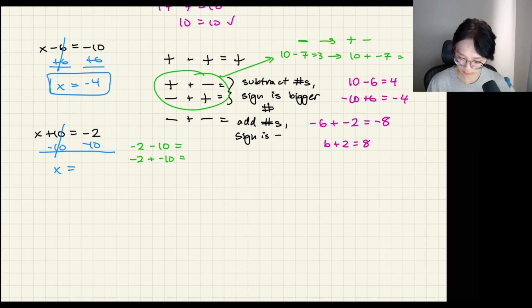Now you can see this is just a negative plus a negative. Negative plus a negative, you just add the numbers and you slap a negative sign on it. So 10 plus 2, 12, negative 12, because they both have negatives. Negative 12.